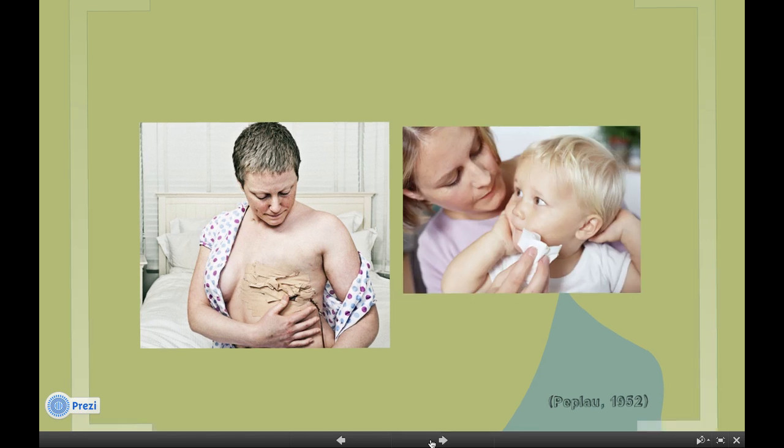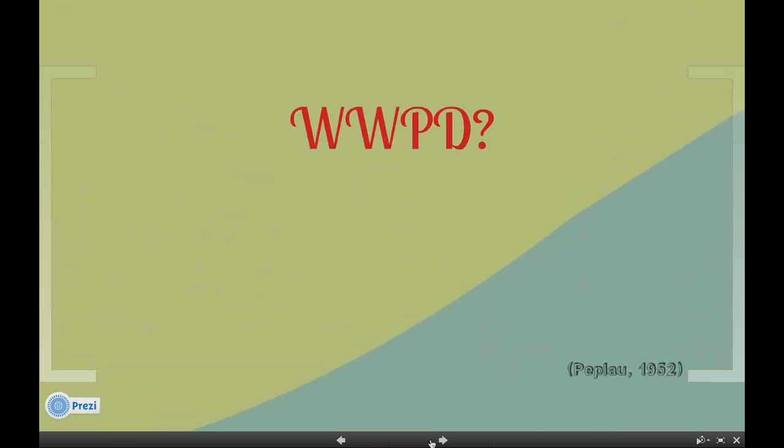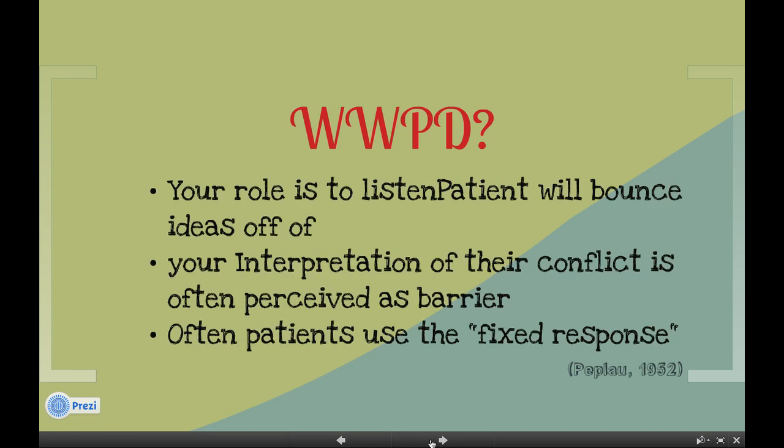to recover. Peplau says in this situation, nurses really just need to listen. The patient will use you as a sounding board, and Peplau says you should not give your interpretation of the situation, as it is often perceived as a barrier by the patient.